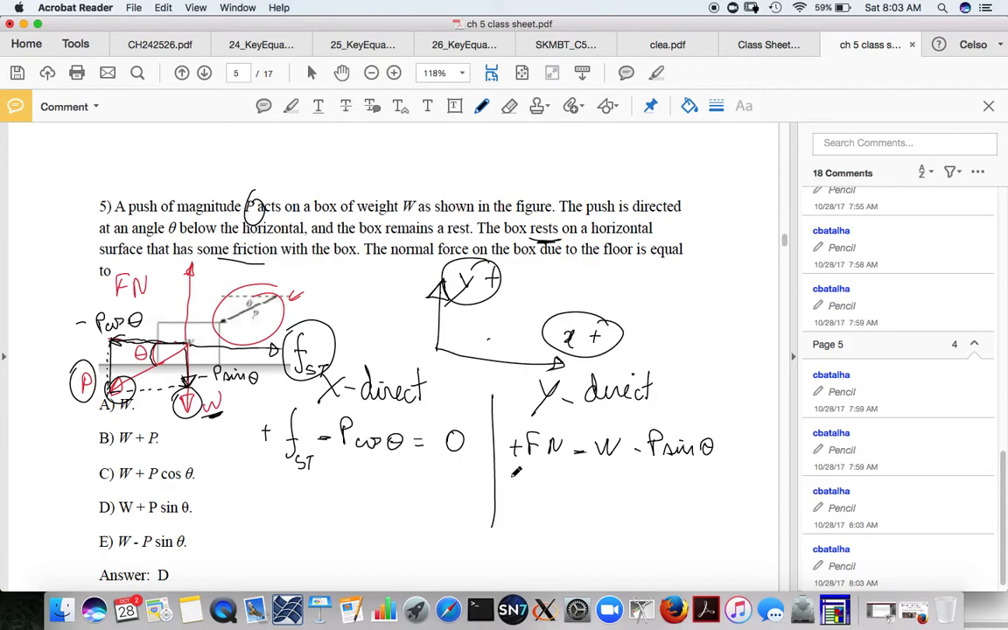So the normal force, we want to find the normal force. The normal force is equal to 0 because the block's not jumping up and down. So the normal force is equal to W plus P sine theta. So this is a good one.